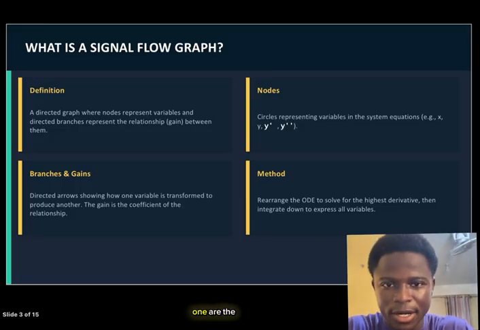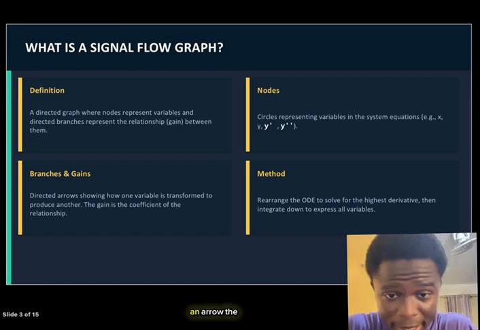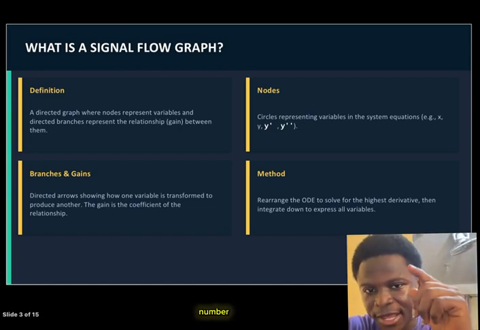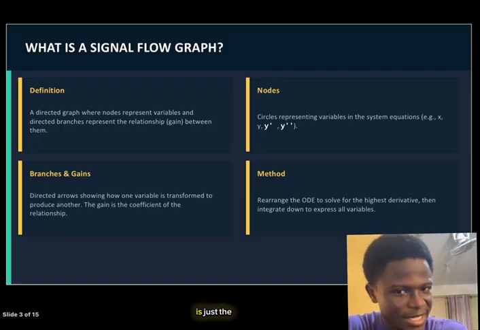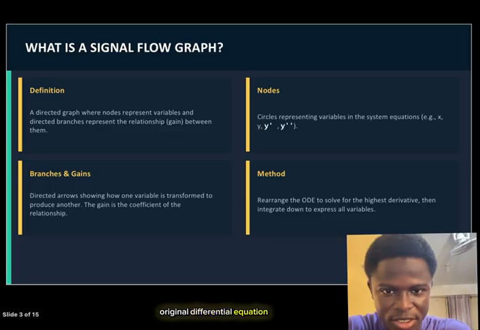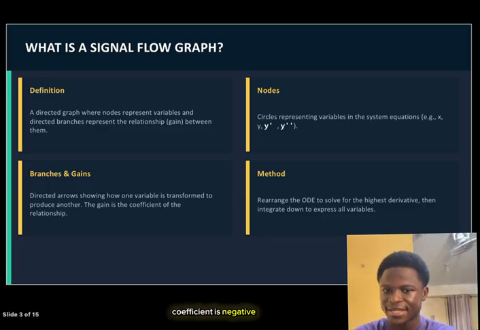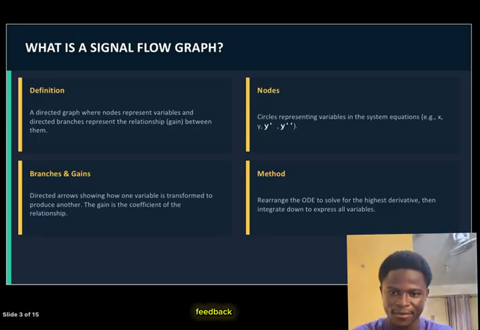The third one is the gains. If we have an arrow, the arrow is going to have a number, and that number is going to be the gain. The gain is just the coefficient of the terms in the original differential equation. So if the coefficient is negative, the gain is also negative, and it can also be called negative feedback.